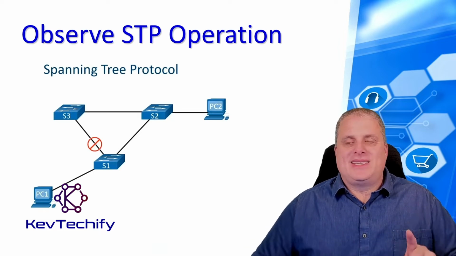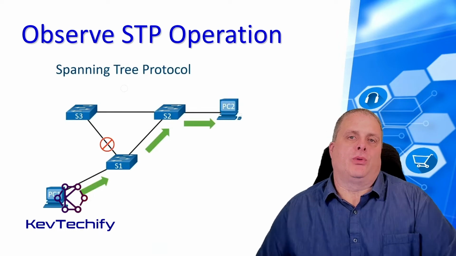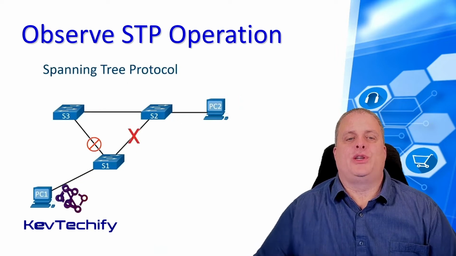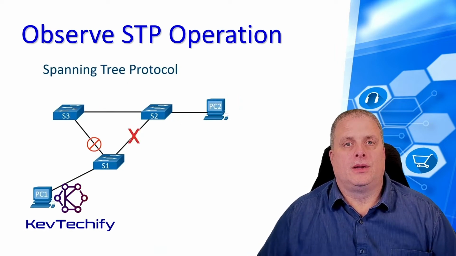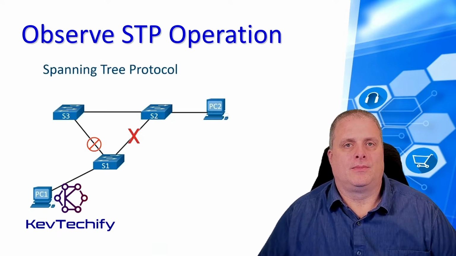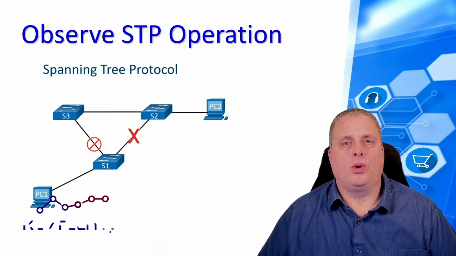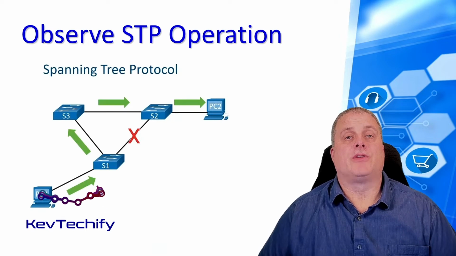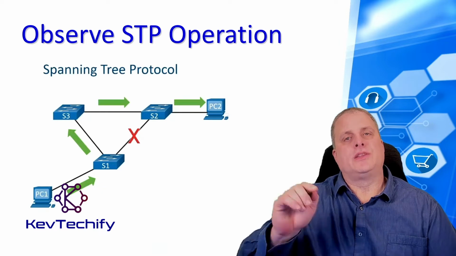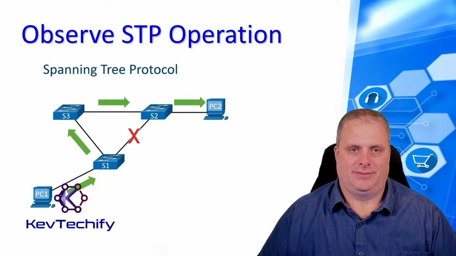Right now, when PC1 pings PC2, it takes that pathway. What happens if that link goes down between S1 and S2? In this scenario, spanning tree protocol will recognize that the link is no longer there, and it will take that blocked port and change it from blocking to forwarding. And now we have our alternate path to reach PC2. And redundancy has been achieved.